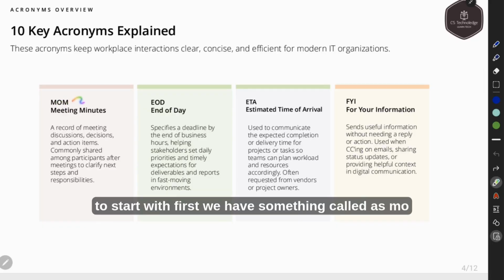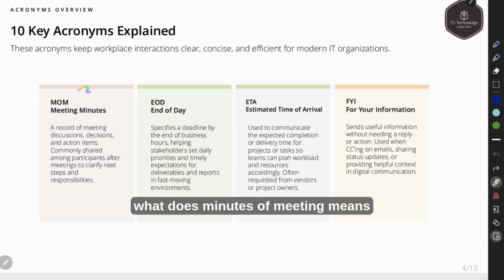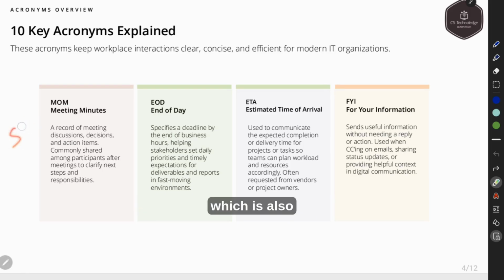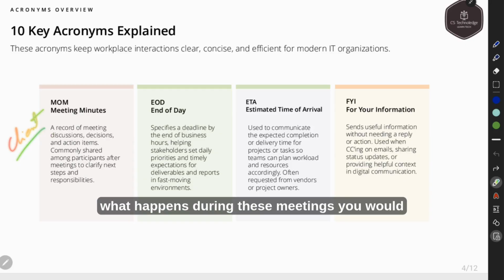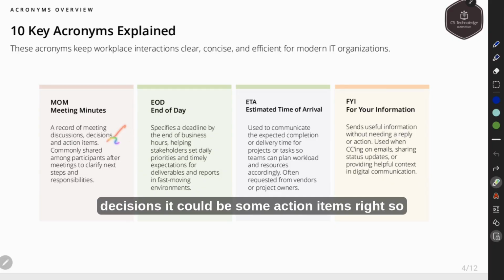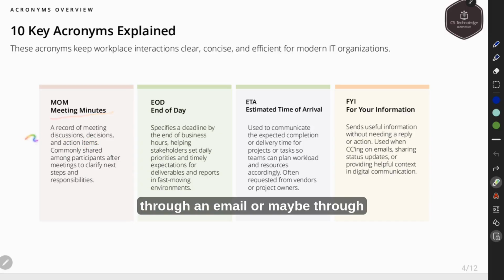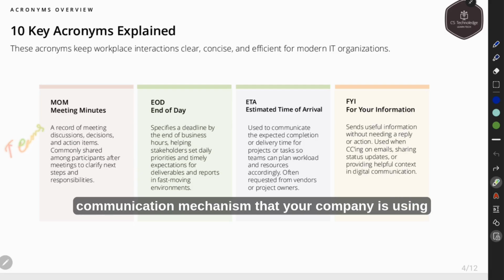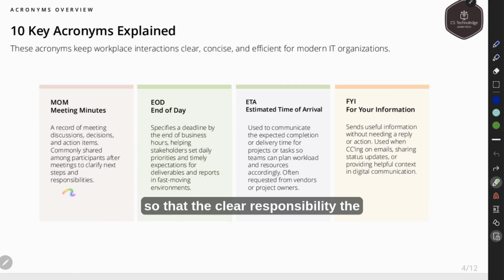To start with, first we have MOM, which means minutes of meeting. What does minutes of meeting mean? Whenever you are in an IT company and you have meetings, it could be your daily stand-up, which is also called DSU, or some meeting with the client. During these meetings, you would have to record the pointers which are discussed. It could be some decisions or action items, so that you share it later with the entire team through an email, or Teams chat, or any communication mechanism your company is using, so that the responsibilities and action items are very clear.